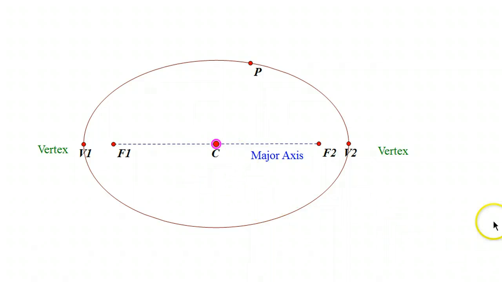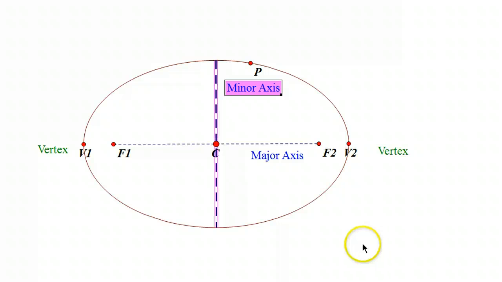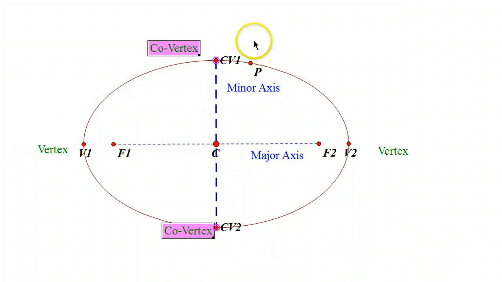And if I were to make a line segment that's perpendicular to the major axis and intersects the center, I have created what's called the minor axis. The points where the minor axis intersects the ellipse are called co-vertices. So I'm going to call them CV1 and CV2. And so now we have 4 points on our ellipse defined and related to the foci and the center.